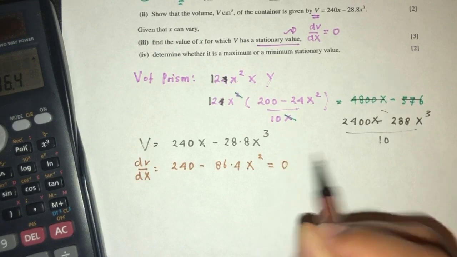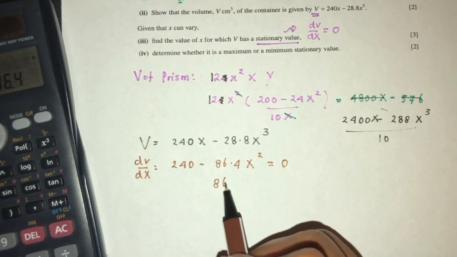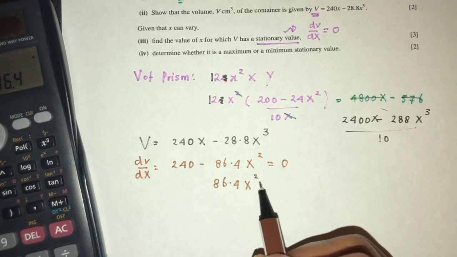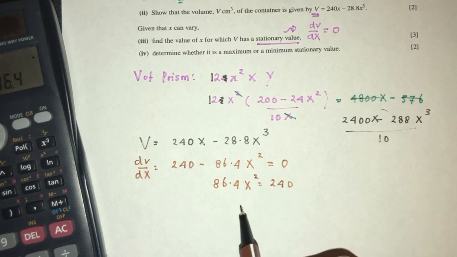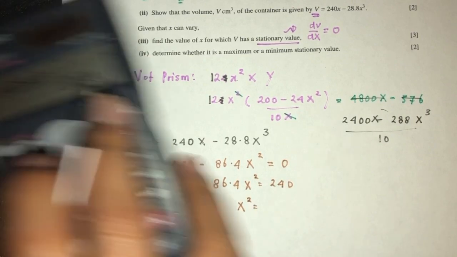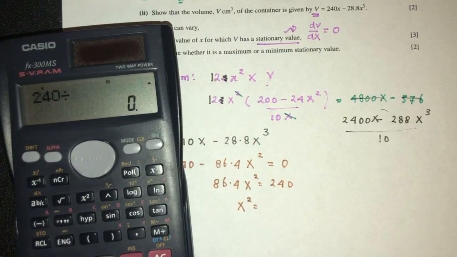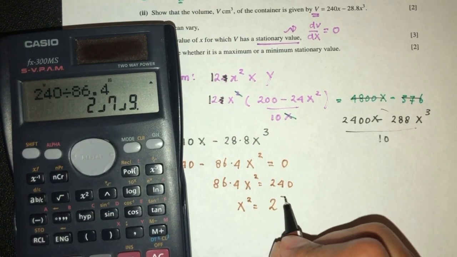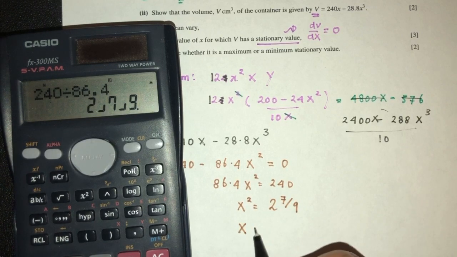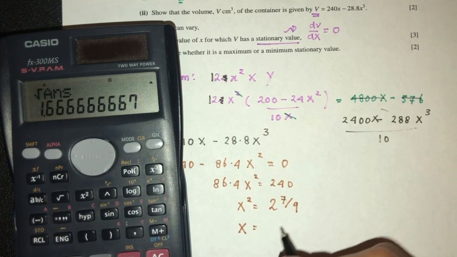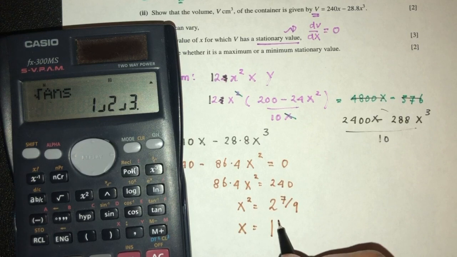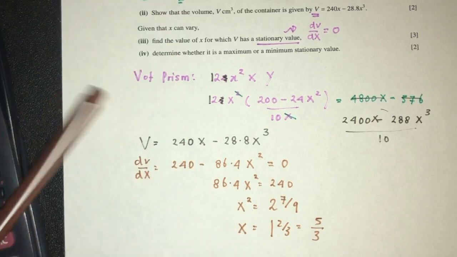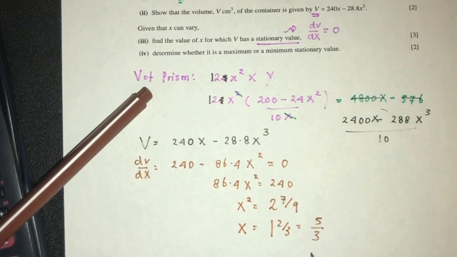Equate that to 0. You will have 86.4x squared is 240. Now x squared is what? 240 divided by 86.4, 25 over 9. X will be, with our answer, that should be 1 and 2 over 3, which is 1 times 3 is 3 plus 2 is 5, 5 over 3. So the value of x for which we have this, it will be this.